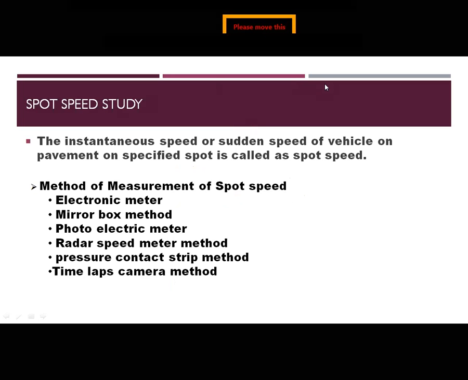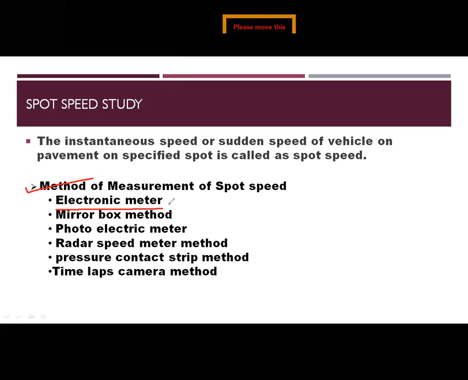Spot speed study. The instantaneous speed of a vehicle on a pavement at a specific spot or point is called a spot speed study. So it is the speed at a particular point or the speed at a particular spot. It is known as spot speed. Okay, so that spot speed is measured, and there are different methods to measure the spot speed.